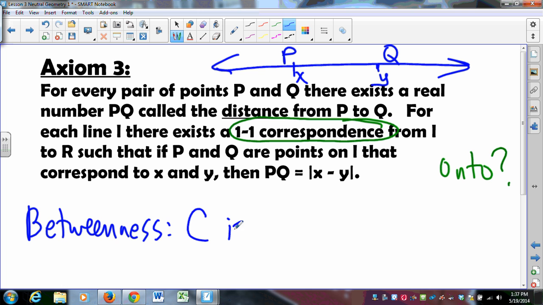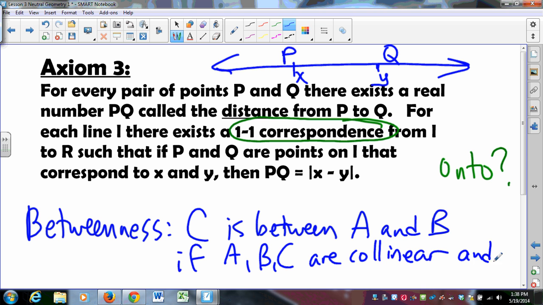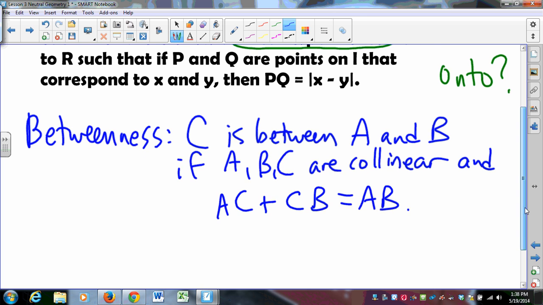So we get to say that C is between A and B if A, B, and C are collinear and AC plus CB is AB. That's what we mean when we talk about betweenness.